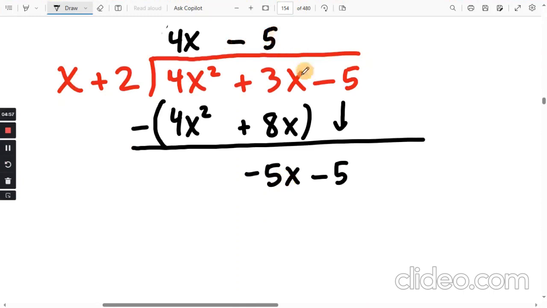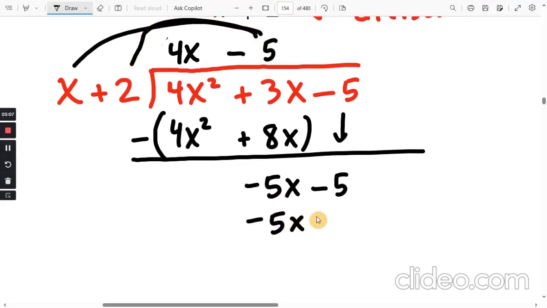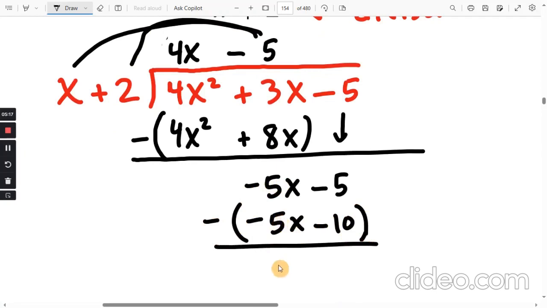Once again, distribute. Negative 5 times x is negative 5x. Negative 5 times positive 2 is negative 10. Subtract this whole thing. Use parentheses. Negative 5x minus negative 5x is 0. Negative 5 minus negative 10, the two negatives make it positive. So negative 5 plus 10 is 5. Nothing left to bring down. So that 5 is your remainder.